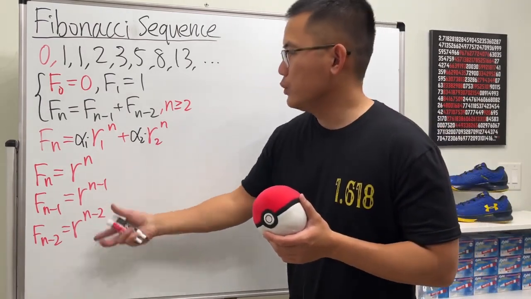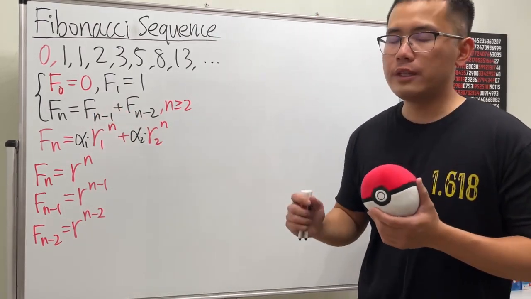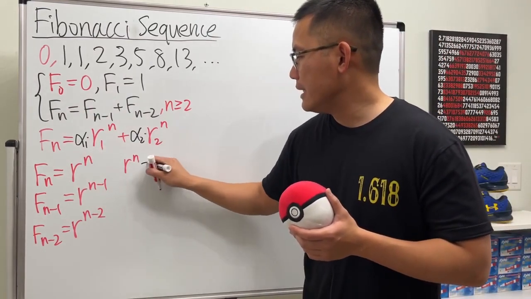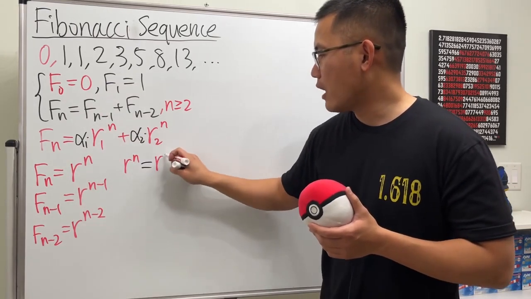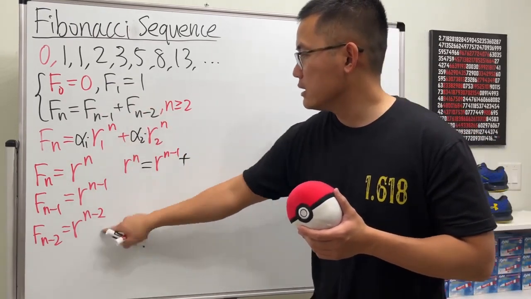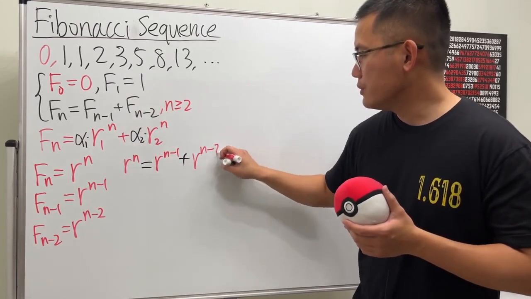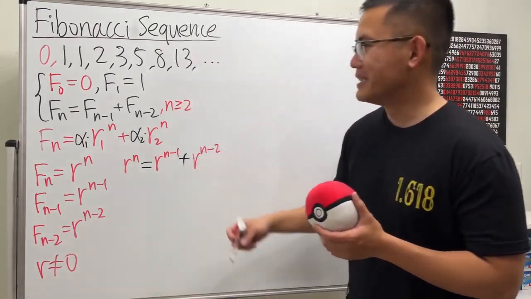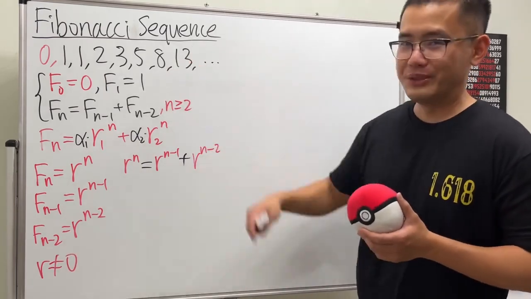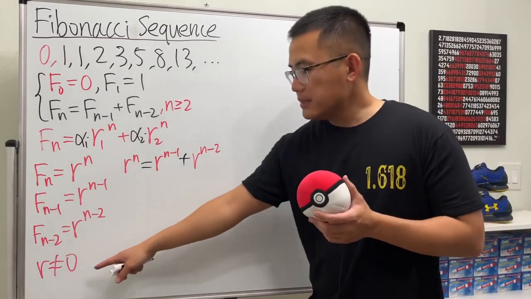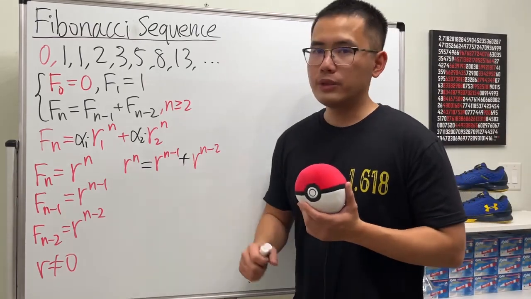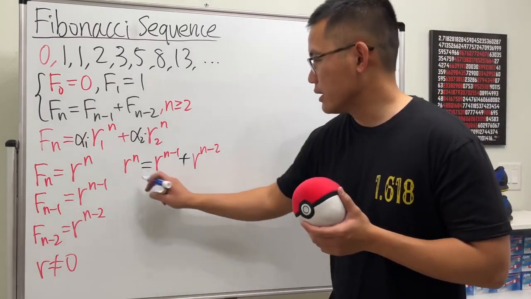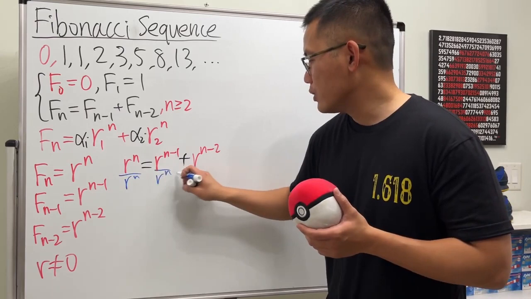These are our ingredients. We can just put them right here, and we will be able to find out what r is. So let's see, we will have r to the n being equal to r to the n minus 1, and then we add r to the n minus 2. And of course, notice this right here. r shouldn't be 0 because otherwise it's just 0. It doesn't make sense and you cannot produce anything from here. Okay, because r is not equal to 0, r to the n is also not equal to 0, so you can divide everybody by r to the n. And perhaps I'll just show you guys the work right here real quick. Divide everybody by r to the n.